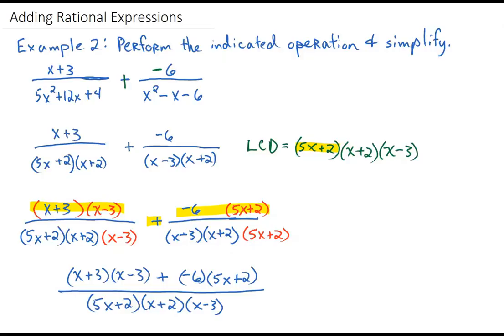Now before we go on, I want to caution you to not do something that is all too common. Once we get it written out like this, it looks like I could cancel this x minus 3 with this x minus 3. And it looks like I could cancel this 5x plus 2 with this 5x plus 2. You do not want to do this type of cancellation. You cannot do this type of cancellation.